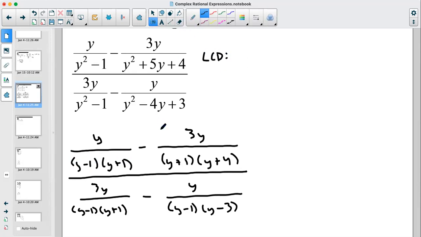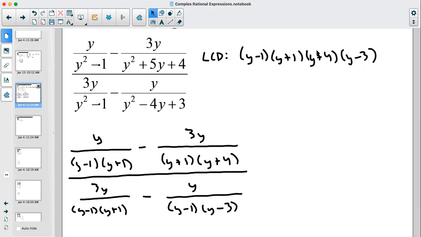So I take this first denominator, and I need both of those factors. Now I look at the second denominator. I need a y plus 1, which I already have, and a y plus 4, which I do not have. And for this one, I need a y minus 1, which I have, and a y plus 1, which I have. That's not surprising because these two denominators are the same. And for this fourth one, I need a y minus 1, which I've got, and a y minus 3, which I don't have. So my LCD is this big, long thing.